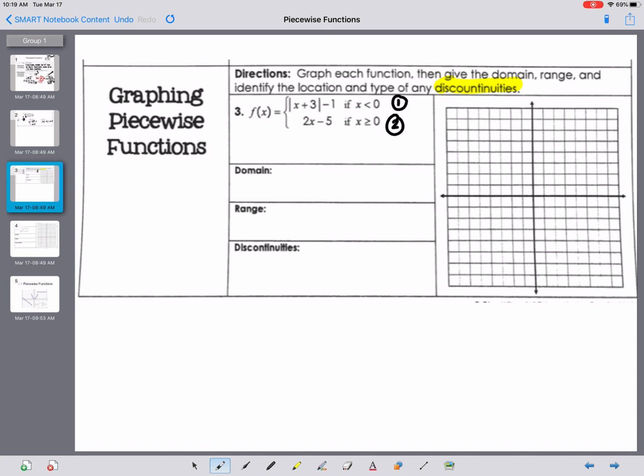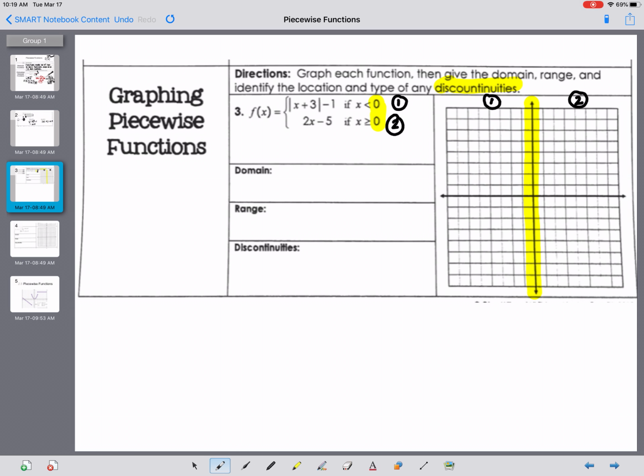To start us out, what I like to do is identify the number in the domain that's going to be a stopping point. So look at my domains in these functions. Remember, they are going to pick right back up. This one's at 0. So when x is 0, that's going to be right there on the y-axis. I'm just going to highlight it so I know that towards the left should be function number 1, and towards the right should be function number 2. It's going to pick right back up.